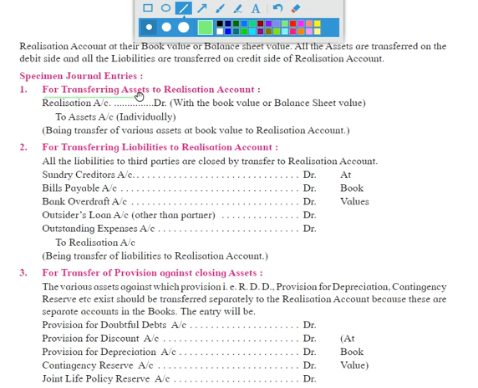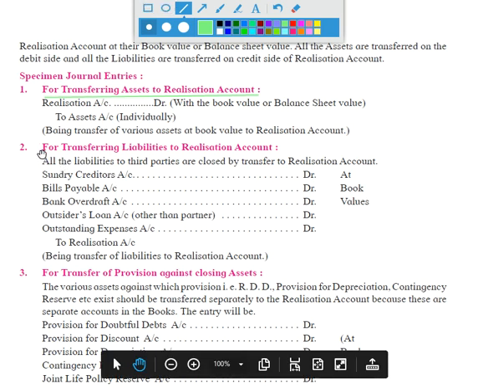For transferring assets to realization account, the entry is: realization account debit, with the book value or balance sheet value, to assets account, individually. The narration is: being transfer of various assets at book value to realization account. That is the first journal entry, and the second one is for transferring liabilities to realization account.